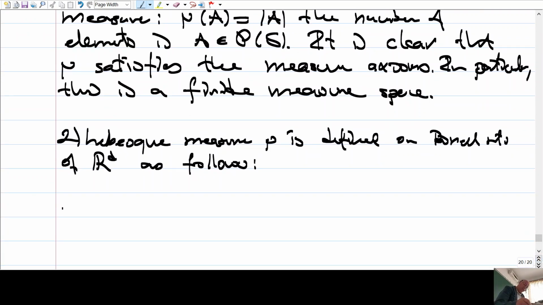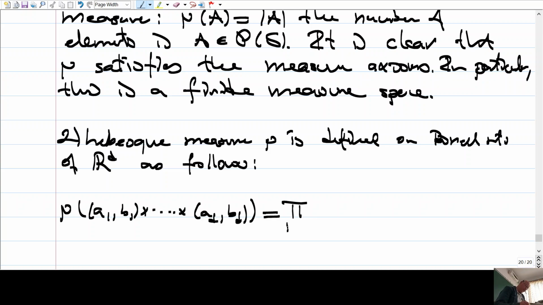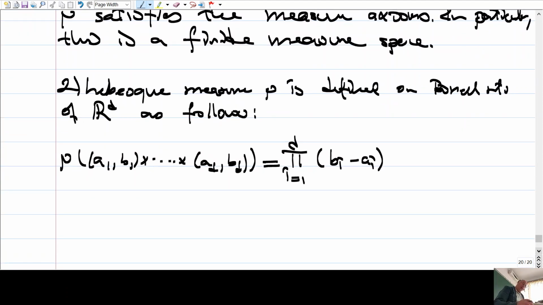For subsets of this type, A1, B1, up to AD, BD, a product of intervals, so it's a rectangular box, the measure of this is defined to be the product of the lengths of the sides, B_i minus A_i.